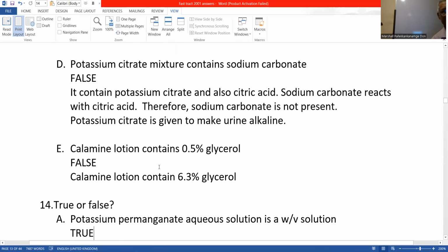D, potassium citrate mixture contains sodium carbonate. In hospital pharmacy, they give potassium citrate to make the urine alkaline, because certain drugs, especially antibiotics, work only when the urine is alkaline. So to make the urine alkaline, they give this potassium citrate mixture. It doesn't contain sodium carbonate.